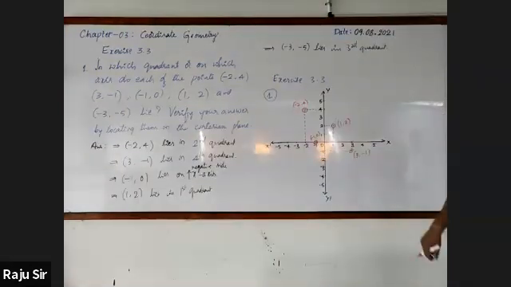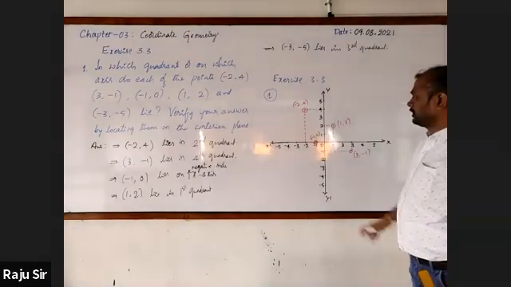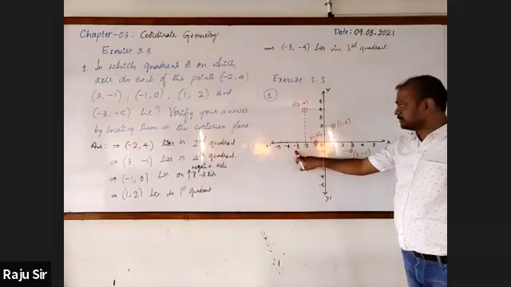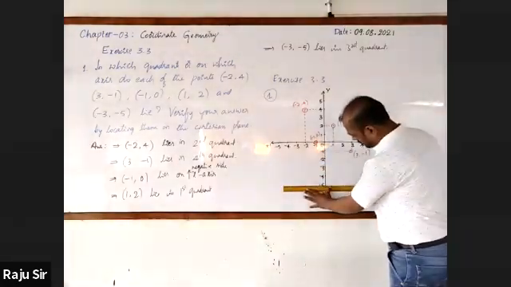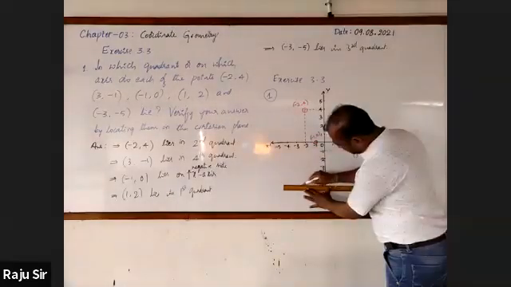Next, (-3, -5). -3 on the x-axis, -5 on the y-axis. Mark the point.